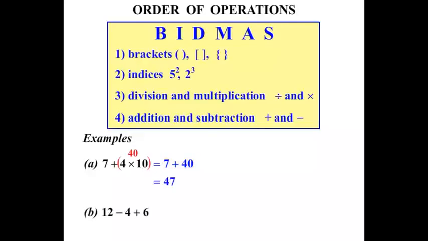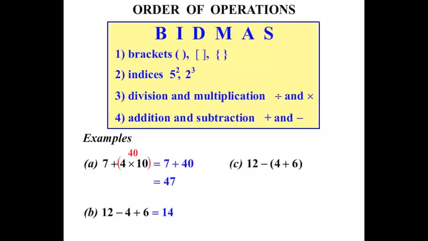The next one, 12 minus 4 plus 6. Here we have a subtraction and an addition. On our list, subtraction and addition actually appear on the same line. If they appear on the same line, then for those sorts of questions we just work from left to right, just like reading a book. So let's see how we go. 12 minus 4, well that's 8, plus 6 equals 14.